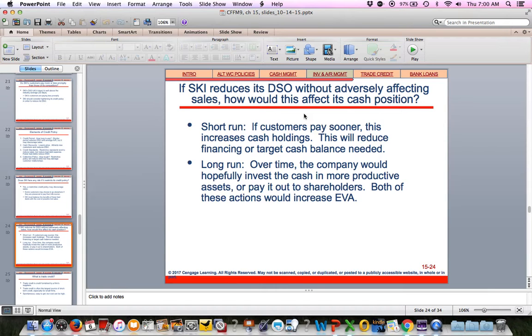In the long run, the company would hopefully invest cash in more productive assets. Again, putting that money aside, putting it into invested assets that return interest or dividends, or invest that in the company by buying more efficient property, plant, and equipment, or pay dividends to shareholders. Whatever it is, in the long run, those actions will all increase your economic value added.